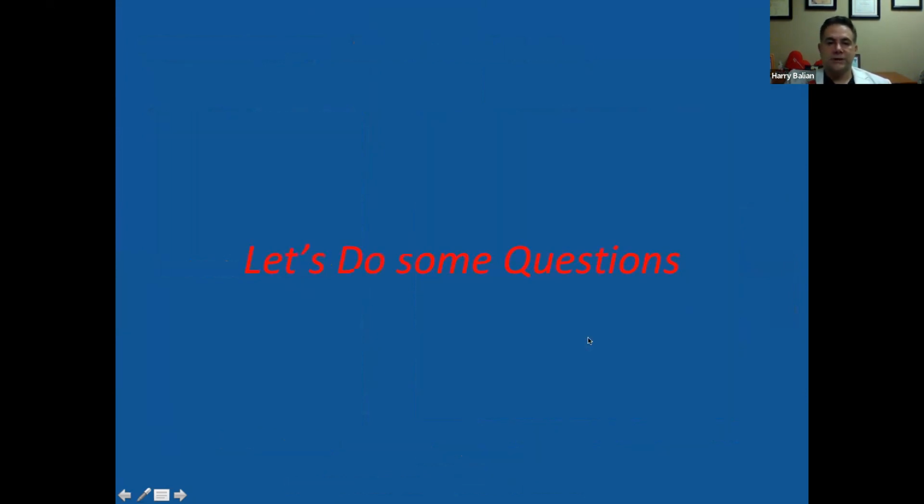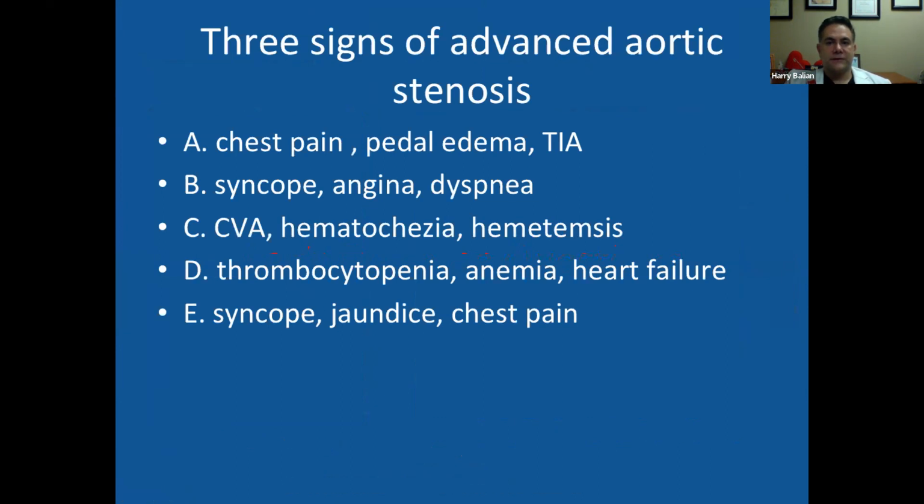So let's do some questions. Question 1: 3 signs of advanced aortic stenosis. A, chest pain, pedal edema, TIA. B, syncope, angina, dyspnea. C, CVA, hematochezia, hematemesis. D, thrombocytopenia, anemia, heart failure. And E, syncope, jaundice, and chest pain. Answer is B, SAD, mnemonic: syncope, angina, dyspnea.